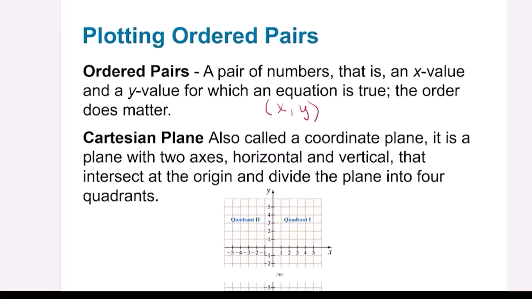On a number line, you only need one value, but now we're going into something that's two-dimensional. A number line is one-dimensional. This is a Cartesian plane. It's two-dimensional. Since it's two-dimensional, we need two different numbers to plot one point.